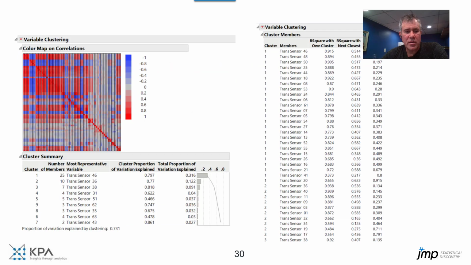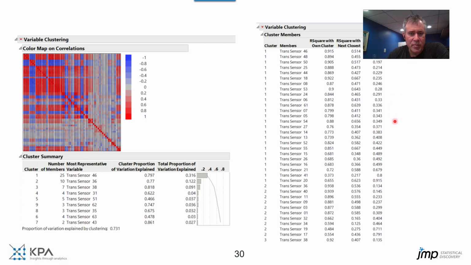So once we're in the variable clustering platform, we see that there are very clear, strong associations amongst the input columns. It is identified that there are 7 clusters, and the largest cluster, the one that explains the most variation, has 25 members, and the set of cluster members is listed here on the right.